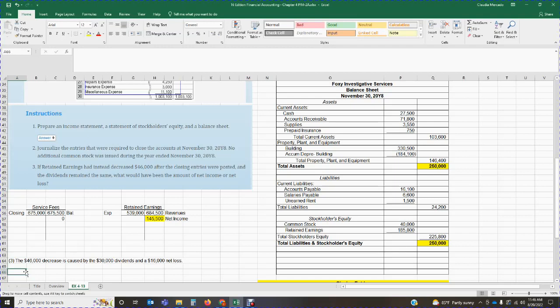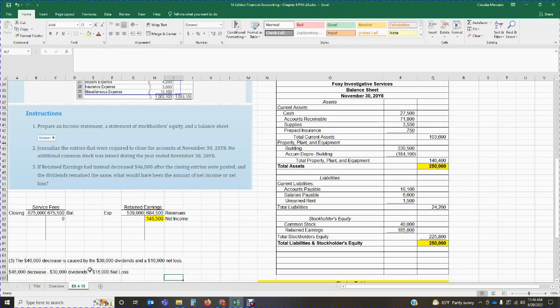So we have the $46,000 decrease. And we know $30,000 of that decrease is caused by our dividends. That means that our net loss would have been $6,000. Okay.